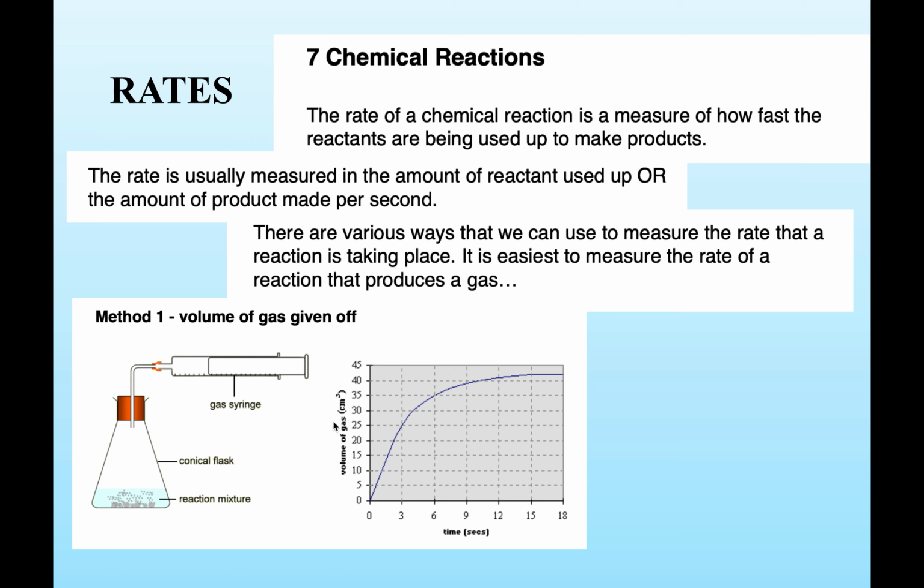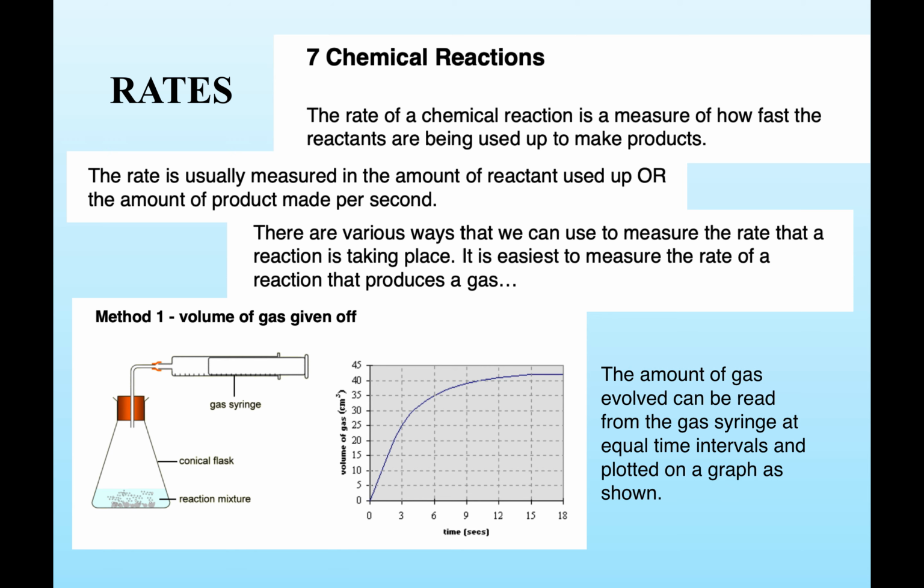Volume of gas produced goes on the y-axis, and time is, I'm going to say always in these cases, on the x-axis. The amount of gas evolved can be read from the gas syringe at equal time intervals and plotted on the graph. There you go. It's all self-explanatory.